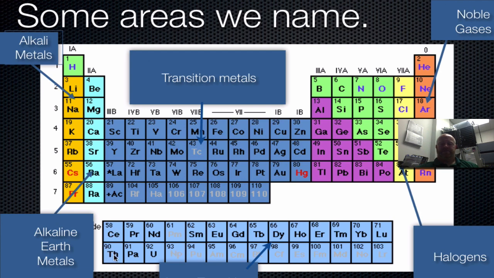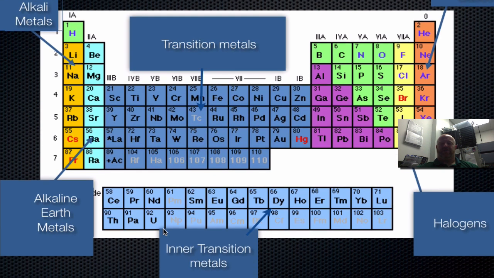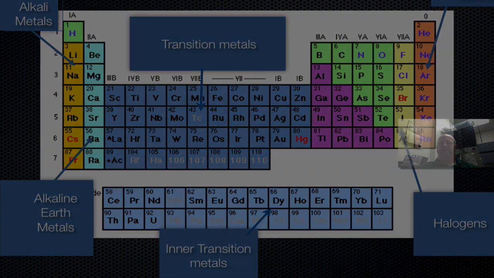Down here, the F block, we give it the term inner transition metals. Okay, so we have transition metals, alkali metals are this group, alkaline earth metals are this group, your inner transition metals are down here, your halogens are right here, and your noble gases are right here.